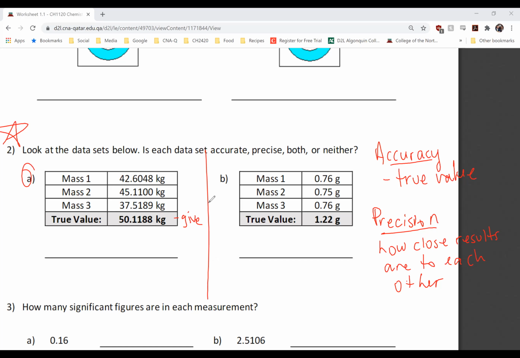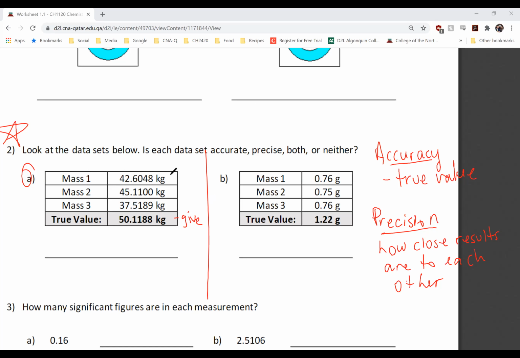You wouldn't be able to answer this question if I didn't tell you the true value. So the true value, if I'm trying to weigh something, is apparently 50.1188 kilograms. Okay, that's the true value. So I take the object to the scales in the lab, and I weigh it 3 times. I'm taking the mass 1, 2, 3 times. And each time I weigh it, look at my answers.